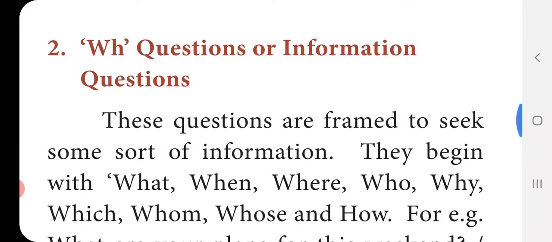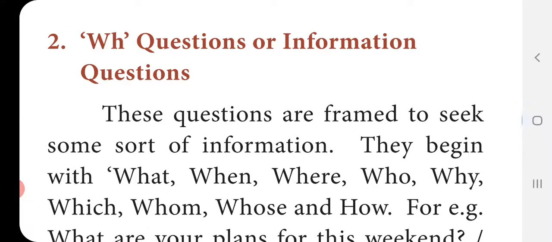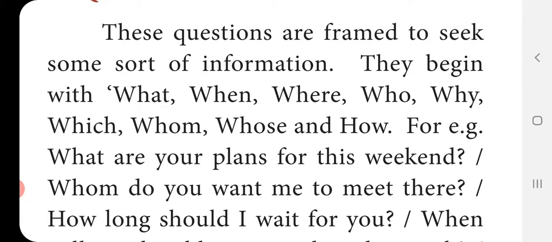Let us see WH questions or information questions. You know that for a WH question, the beginning word, the question word or interrogative pronoun, will be WH. For example, when, where, who, and even how is also included along with that because it has all the qualities of a WH question. These questions are framed to seek some sort of information. For seeking some information, the answer will not be just yes or no, but some other information we have to give as the answer.